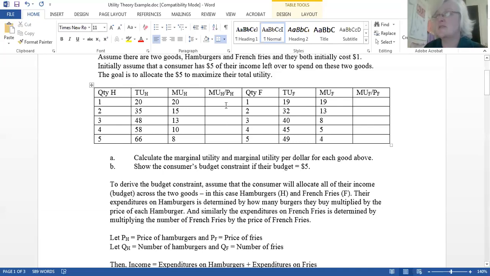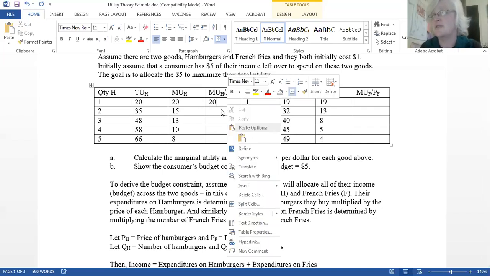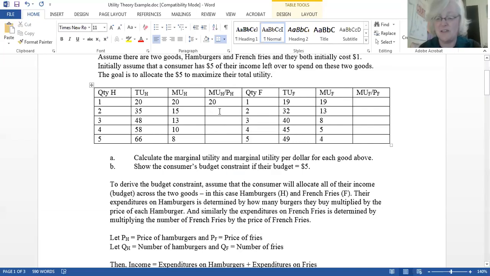And so that's what this is going to be in this case. And in fact, the price is $1. So my marginal utility per dollar is going to be pretty easy. In all of these cases, I'm just going to divide by 1. So it's going to be the same number. So I'm going to go ahead and fill this out. You're going to see in the next part that it's not. That's why I know you're wondering, why are we bothering doing this?